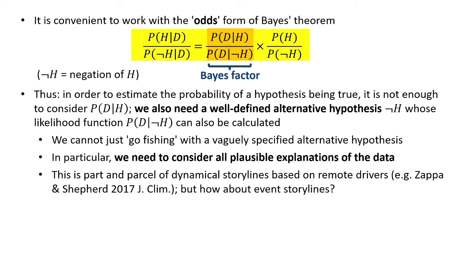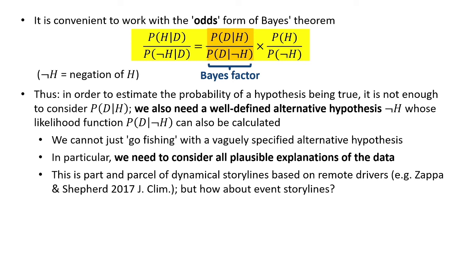It's convenient to work with what's known as the odds form of Bayes' theorem, which is just the probability of the hypothesis over the probability of not the hypothesis, the odds of the hypothesis. To go from the prior on the right in yellow to what's called the posterior on the left, you need this ratio known as the Bayes factor. The Bayes factor is just the odds of the hypothesis, but to compute that, you need a well-defined alternative hypothesis. You can't just go fishing with a vaguely specified alternative hypothesis. You need to consider all the plausible explanations. That's what I'm going to talk about.